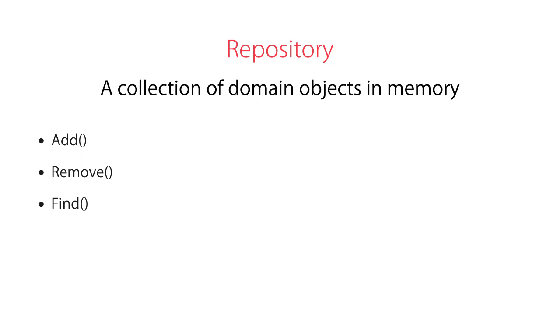Now I told you that a repository is like a collection of domain objects in memory. We can add an object to a collection, we can remove an object from a collection, we can get an object from a collection. These are the operations that we have in a collection. Think of the list class. Think of the collection class. Repository is exactly the same. Think of it as a collection of objects in memory.